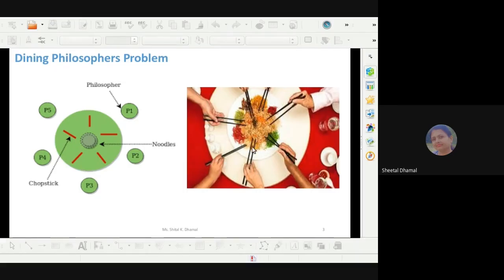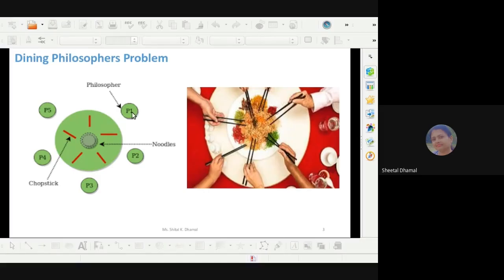Suppose P1 is hungry and wants to eat the rice. P1 will pick up the chopstick on his left-hand side and the chopstick on the right-hand side. If both chopsticks are available, then he is able to eat.